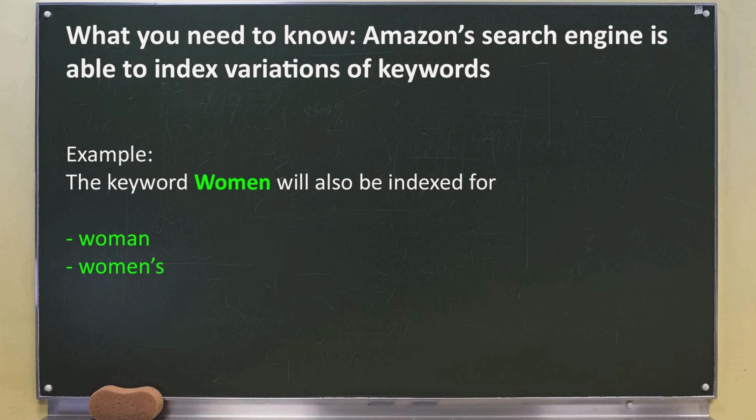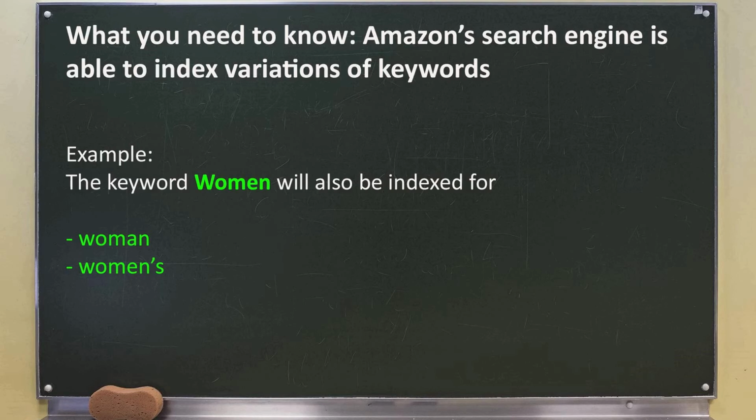What you also need to know: Amazon's search engine is able to index variations of keywords, so there's no need to use variations of terms in the copy. For example, the keyword women will also be indexed for its variations woman and women's. Keyword density, or the repetition of keywords, will not increase your search rank. You only need to use a keyword once.